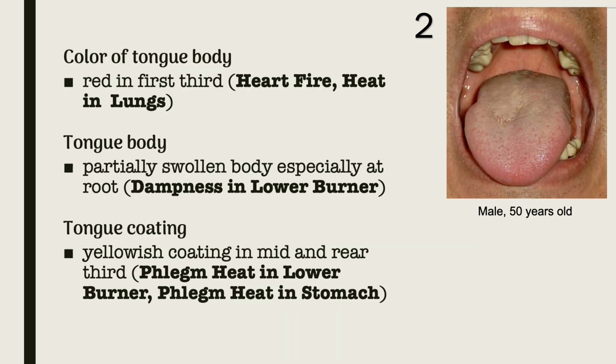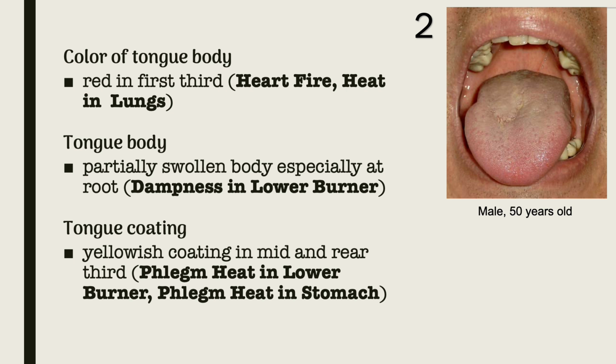Then we have the second case, a 50-year-old male. The tongue body is red in the front third. This represents heart fire and heat in the lungs. The tongue body is partially swollen, especially at the root. So there is dampness in the lower burner.